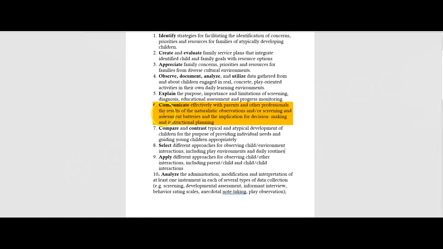Okay, so let's just start here where I chose this particular outcome that I want to focus on, because I say to myself, this is something that you just don't learn from reading a chapter. How to effectively communicate with parents and other professionals the results of the naturalistic observations and or screening and assessment batteries and the implication for decision making and instructional planning. Whew, that's a mouthful. So what do I do?